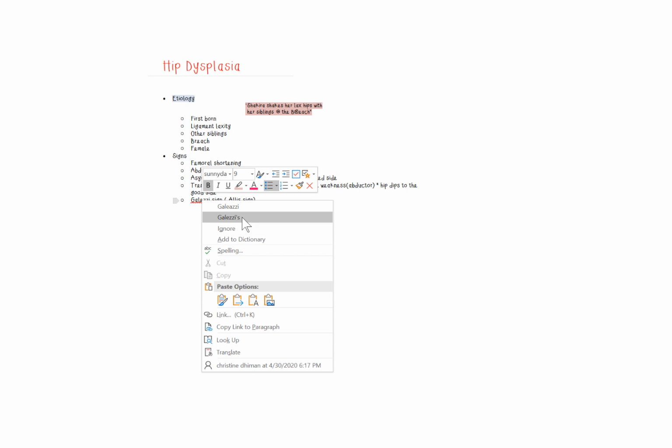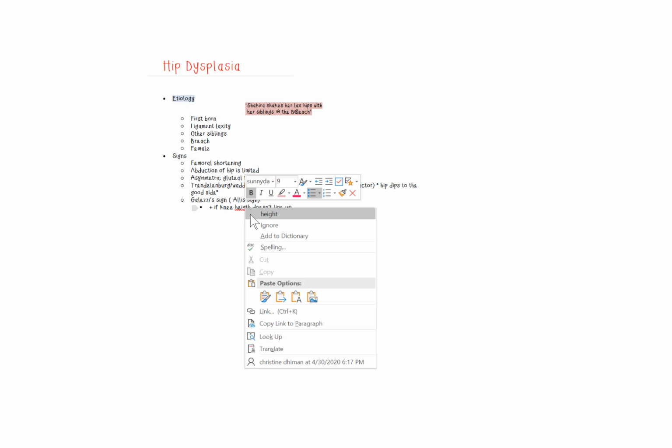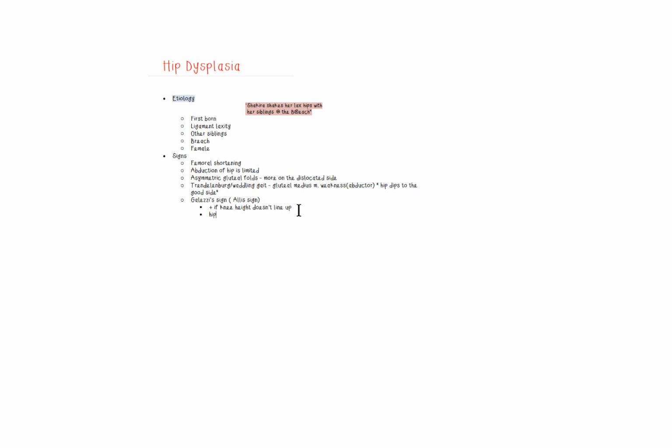Then the last one on the signs list is the Galeazzi sign, also called Allis sign. And this one's positive if the knee height doesn't line up. Okay, you still have the hips and the knees are going to be flexed, and the dislocated hip is going to have a lower knee height. But keep in mind, there can be false positives. In most bilateral cases, that's usually the case, is false positives.